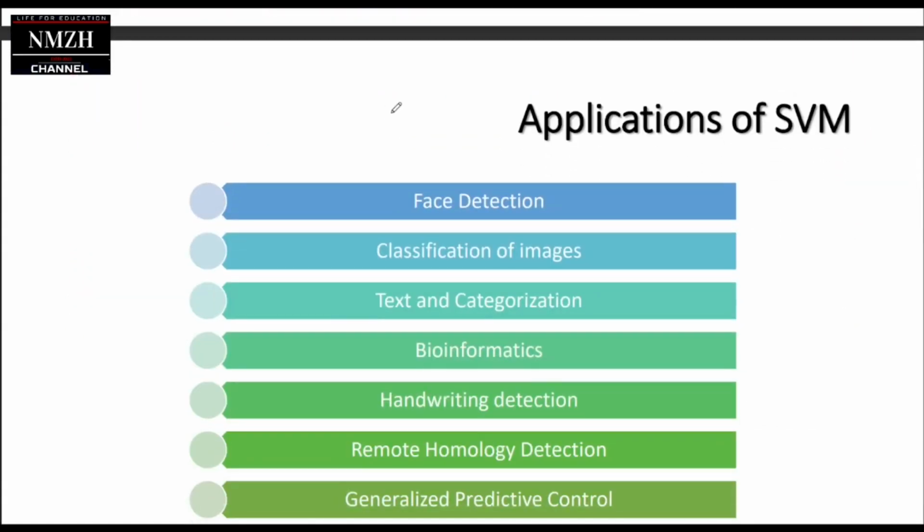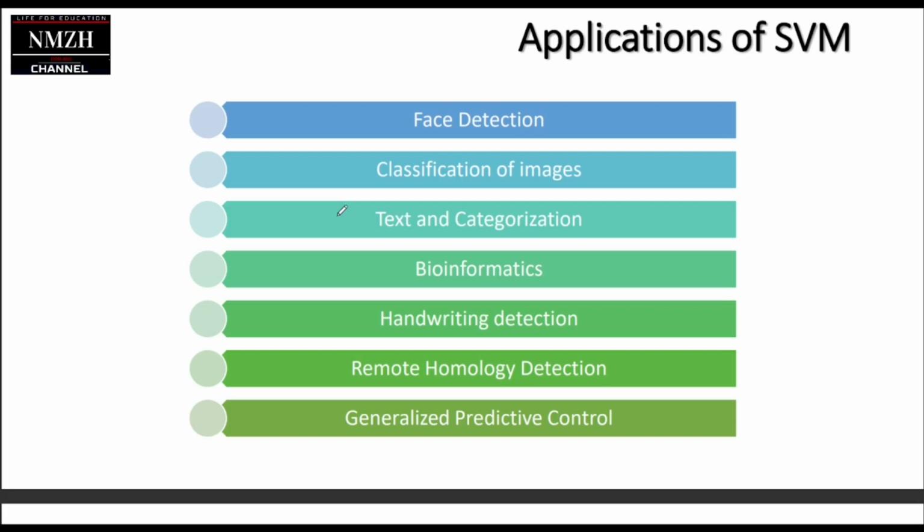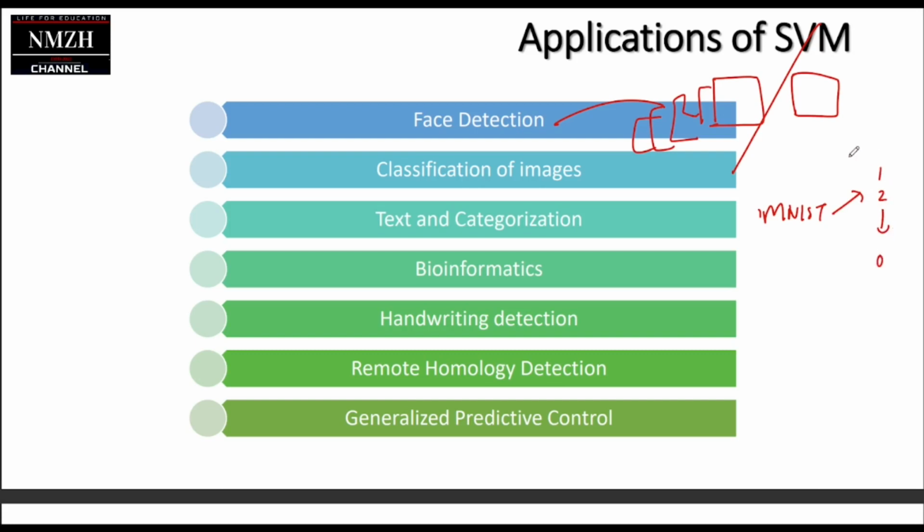Okay, so these are the applications for SVM. We can see face detection, classification of images, text and categories, bioinformatics, handwriting detection, remote homology detection, and generalized predictive control. So face detection could be many faces data, and you want to split it into two categories kind of. Text is the MNIST data, so the digits 1, 2 until 0, right? Data sets of images. Bioinformatics is thumbprint. Okay, and so on.